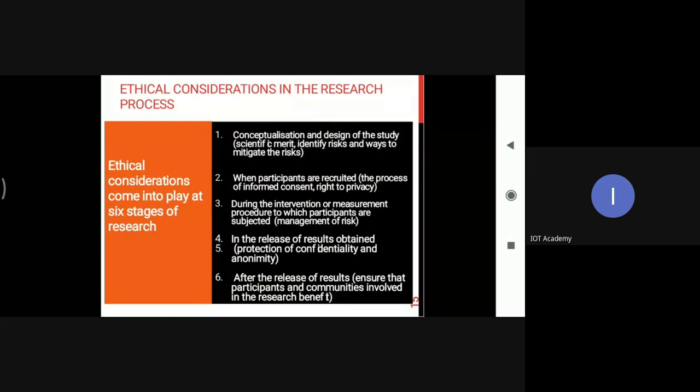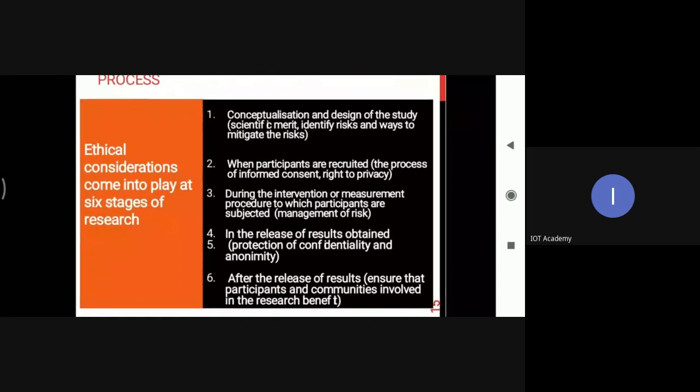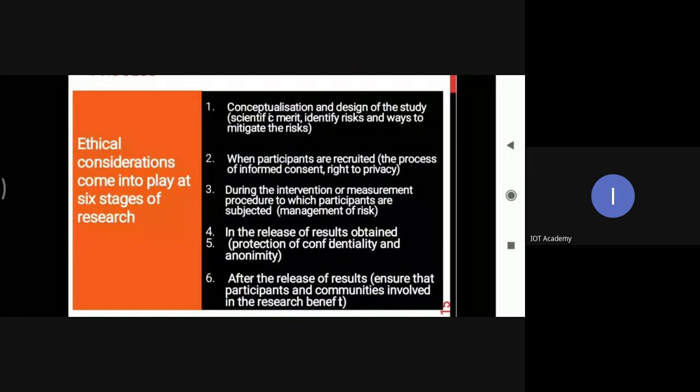And when we talk about the society, it has to be independent. There should not be any kind of conflict of social responsibility or any kind of discrimination. Then during the intervention or measurement procedure to which the participants are subjected, when we're talking about ethical consideration, we have to ensure that they are told that they are going to face so-and-so risk or so-and-so problem. So they should be well aware, well informed. And in the release of the result obtained, there has to be confidentiality.